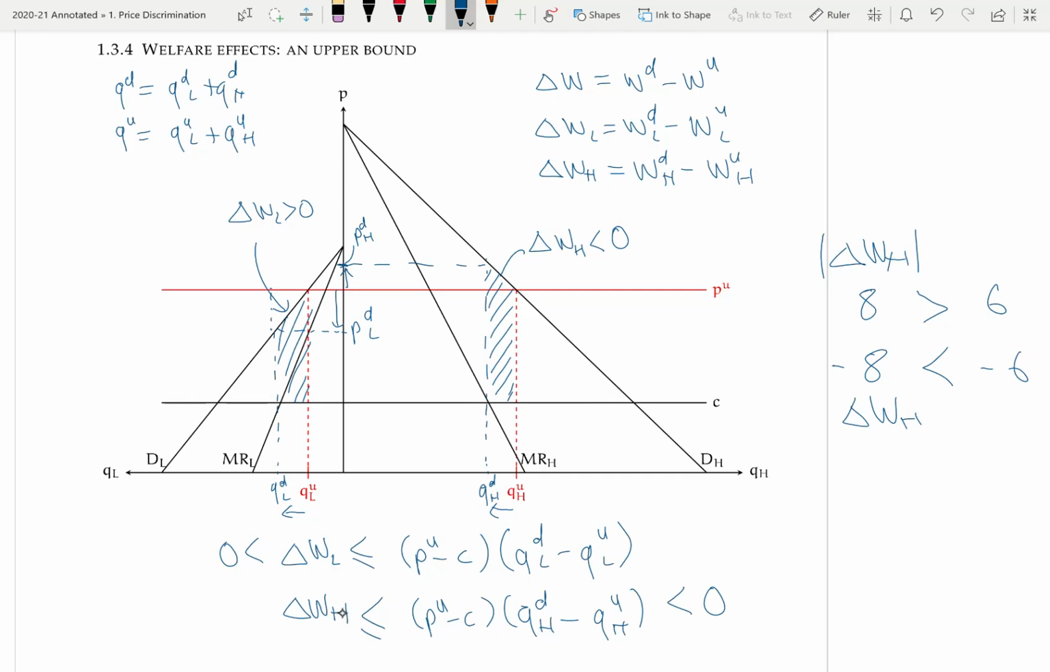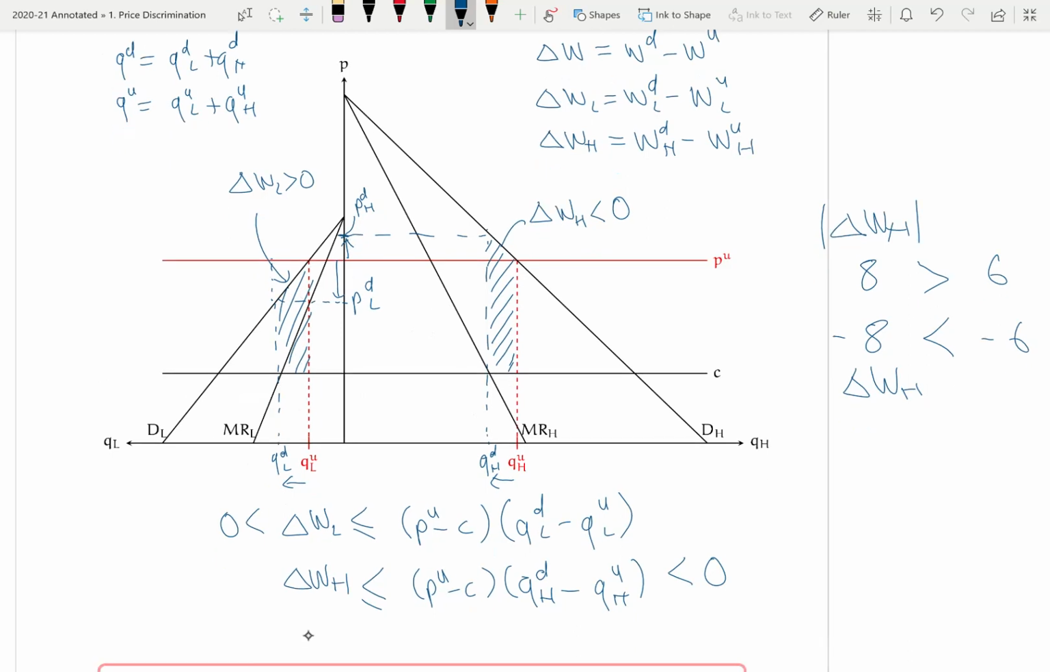What about the overall change in welfare? Well, we can't say what happens for sure because we don't know whether the reduction in welfare here is more than the gain in welfare here. So let's write down a bound for the overall change in welfare. So the overall change in welfare is equal to the sum of the changes in welfare in each of the two markets. So we need to add up this quantity and this quantity.